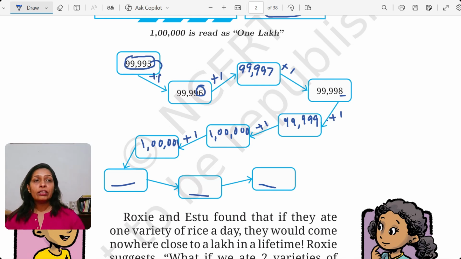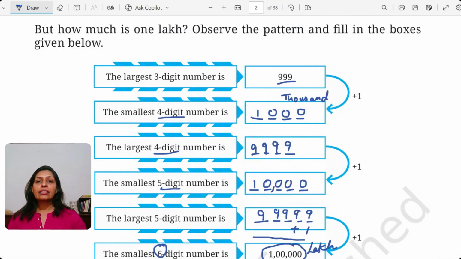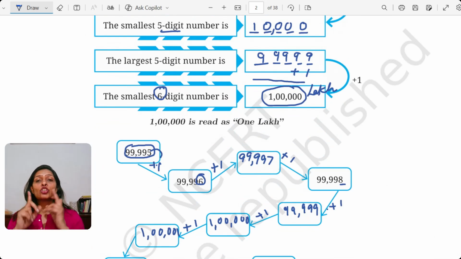So today we have learned the important thing, how we form 1 lakh. Things to remember: first, it is the smallest 6-digit number. Second way of getting this number is to add 1 to 99,999. And third is how many zeros it has. It has 5 zeros in it, right?